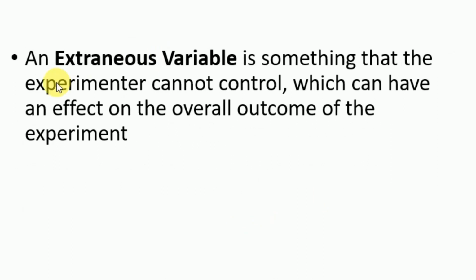And the other type of variable is an extraneous variable. An extraneous variable is something that the researcher is not able to control, but it can have an effect on the overall outcome of the experiment.